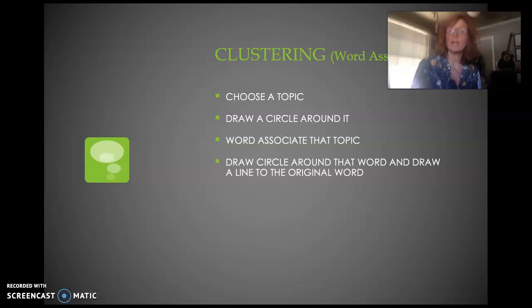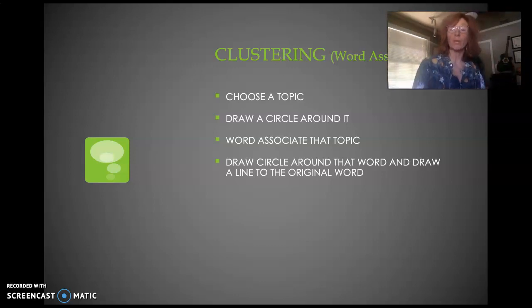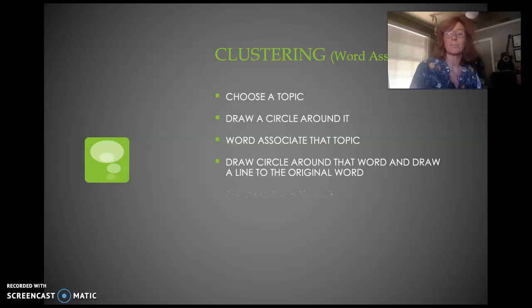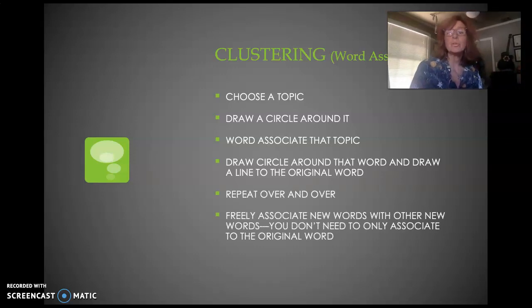Now, when you do this kind of free word association, you're turning off the internal editor, telling the critic to go have lunch or dinner somewhere, get them off your back, and just word associate freely without stopping yourself. Whatever comes to your mind that's associated with what you've written down, write it down next to it, circle it, and connect it to the other word or to the main word. You're going to do this over and over.